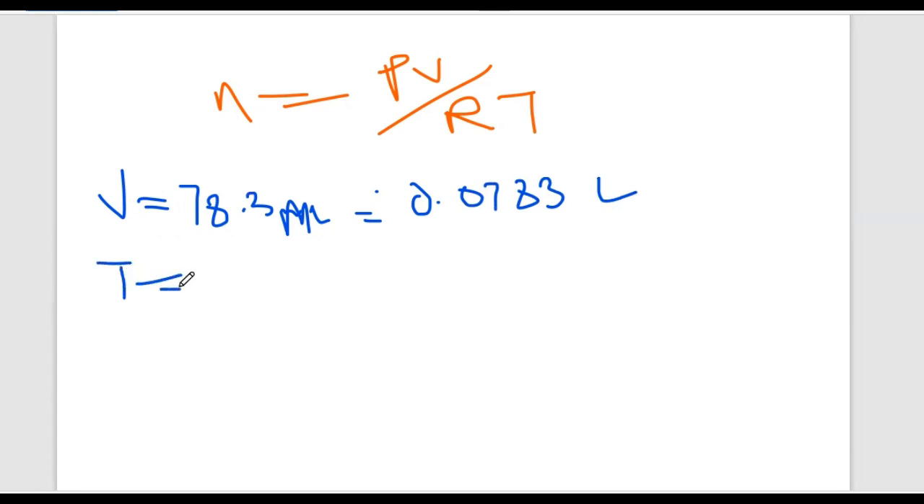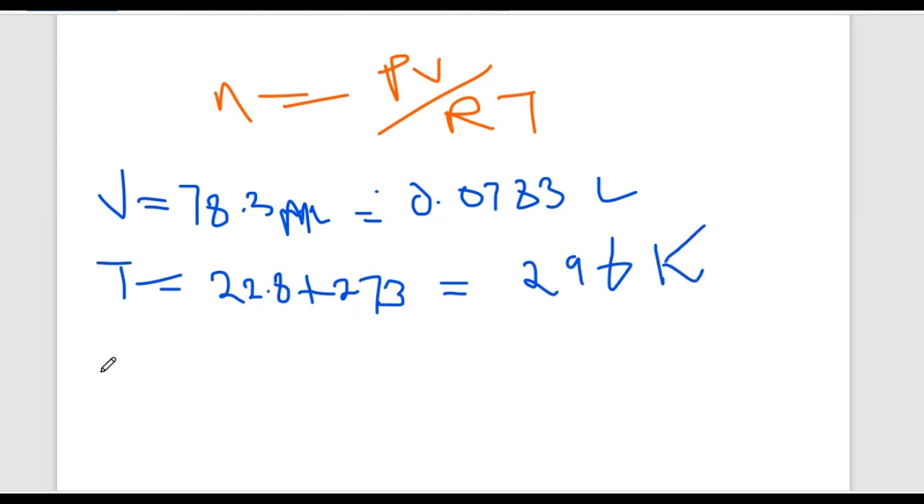Then what is our temperature? What were we given there? Our temperature was given as 22.8 degrees Celsius. We're simply going to add 273 to take this temperature to kelvins. When we add, we get 296 kelvins. Then what is our pressure? Our pressure, they said 1 atmosphere. And then the R, we know it's what?